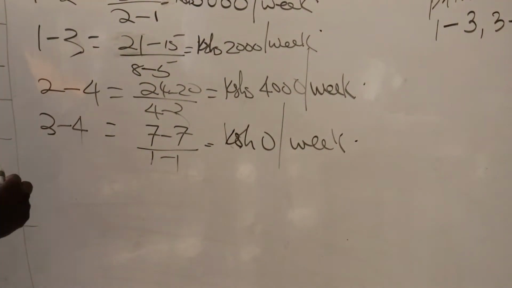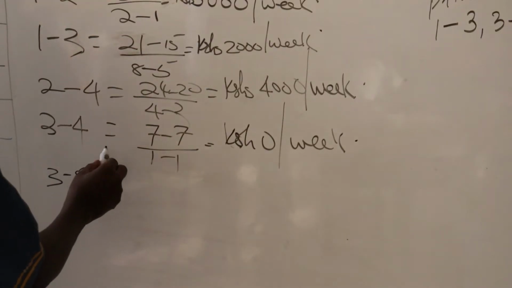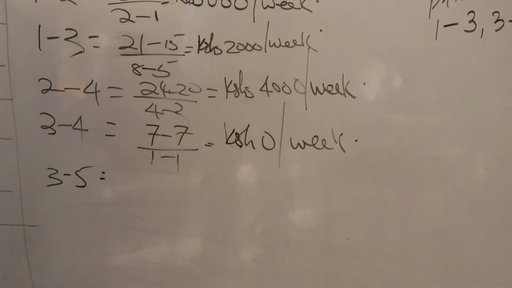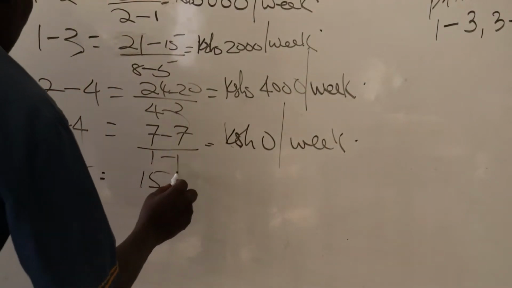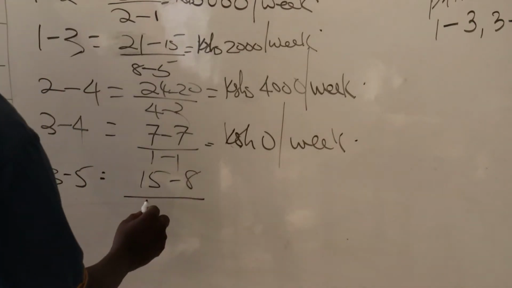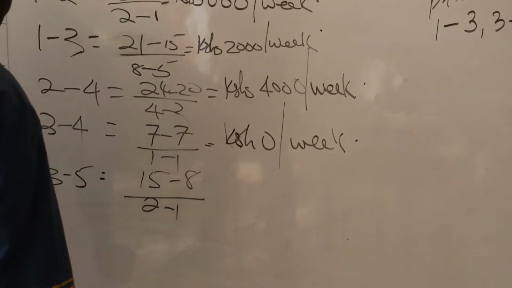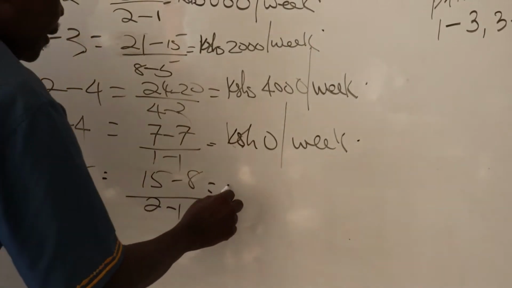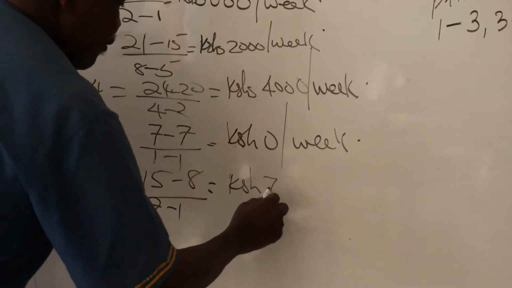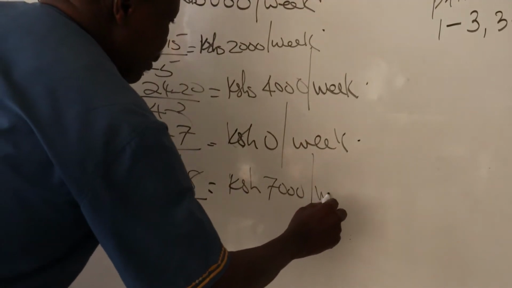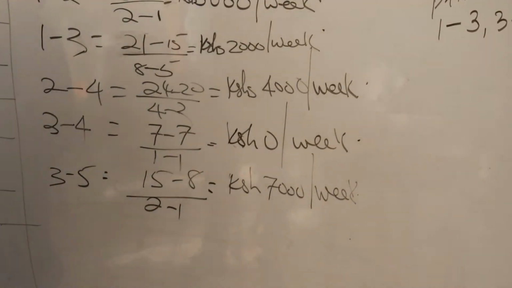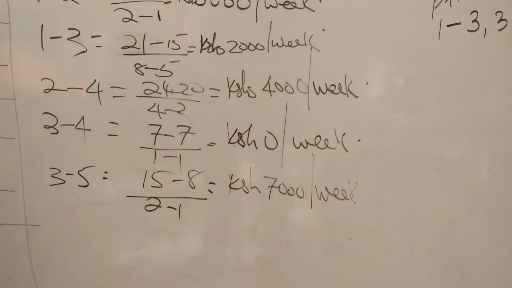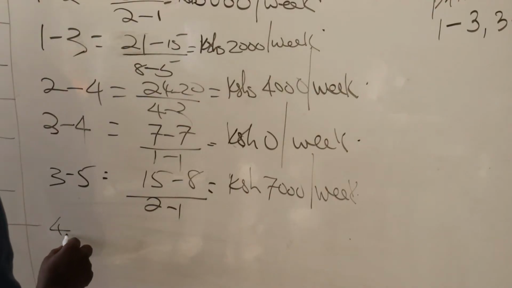Then 3 to 5, the cost slope is 15 minus 8 all over 2 minus 1. And that gives us Kenya shillings 7,000 per week. Then activity 4 to 6.